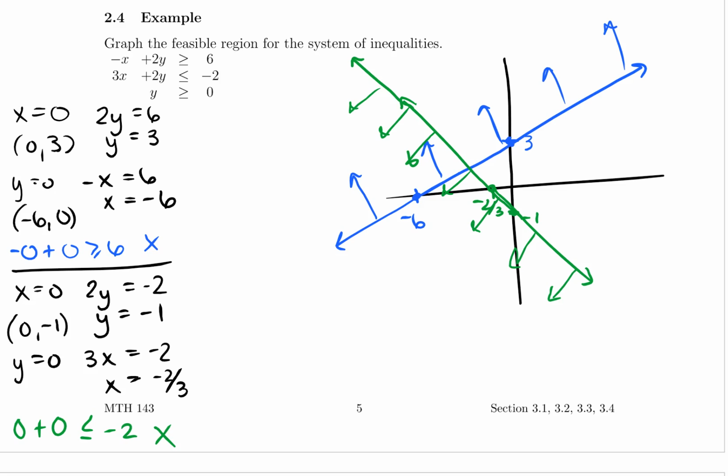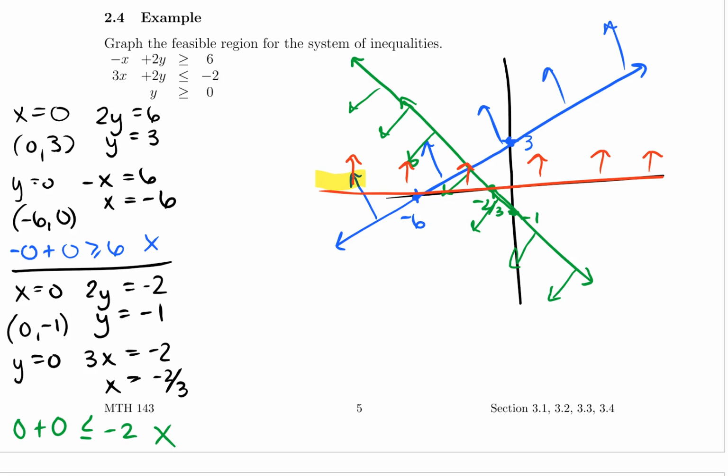We've got one more inequality to consider, and that's y greater than or equal to 0. That means that we're going to have everything above the x-axis, or equal to the x-axis, but it has to be greater than or equal to the x-axis. Okay? So this leaves us with a feasible region that is unbounded.